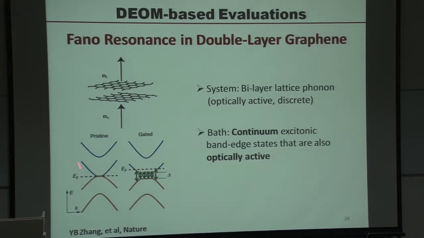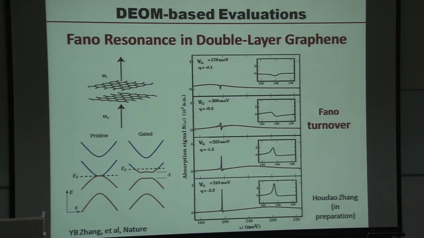Before applying the gate voltage, the phonon is not active. Also, the bath is now considered as a 2-level system. The continuous excitonic band edge gap is 2-level, and that is also optically active. So this is optically active, and this is also optically active. The discrete level is coupled to the continuous level. This is a very famous phenomenon called Fano resonance. With Fano resonance, the system is now a harmonic system, and the bath is a 2-level bath.